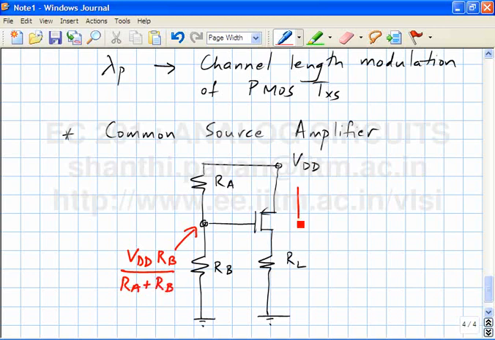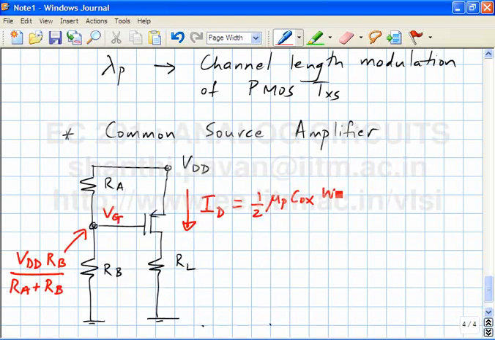So how will I calculate the drain current in the transistor? If I denote VDD times RB by RA plus RB by VG, how will I compute the drain current in the transistor assuming it's in saturation? ID must be equal to half mu P C ox W by L times VDD minus VG, which happens to be the V source gate, minus VTP the whole square. That makes sense? So what is the quiescent potential at the drain? It's simply ID times RL.